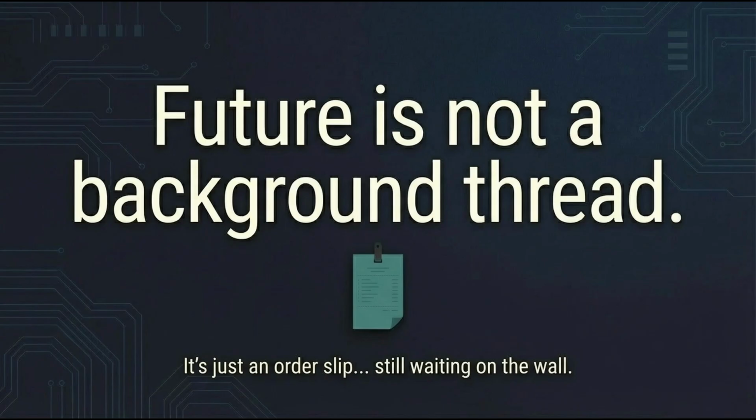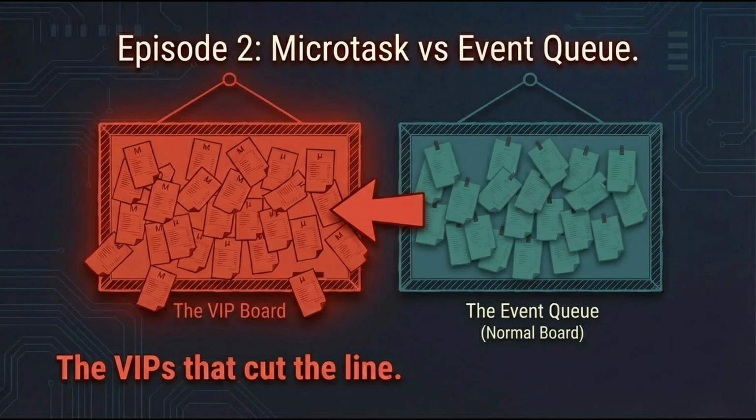So here's the one thing I want you to remember. Future is not a background thread. It's just an order slip, still waiting on the wall. Until the chef finishes what's on the stove, your future callback isn't going anywhere. And that's exactly what we'll explore next. Episode 2, Microtask versus Event Queue, the VIPs that cut the line. I'll see you there.